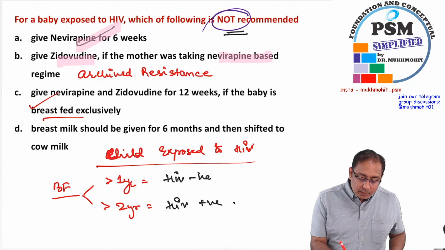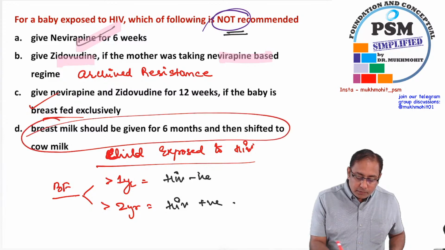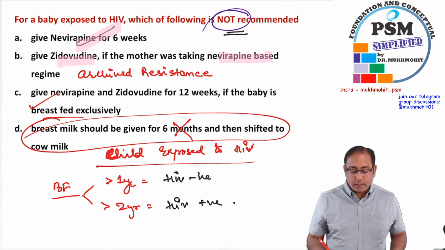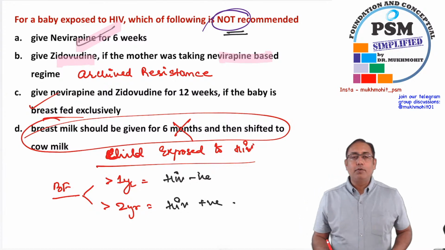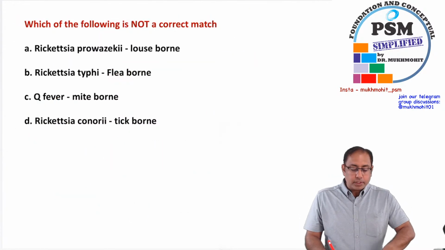The answer that breastfeeding should be given for 6 months is a wrong answer. This is to be given for 1 year or at least for 2 years.